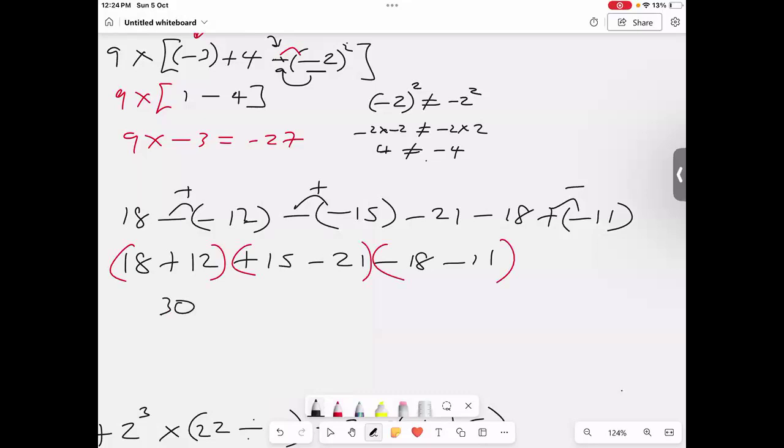15 minus 21. Remember, the 21 is an amount that you owe. The 15 is an amount that you have. That's negative 6. Negative 18 minus 11, that's going to be negative 29. All right. And so 30 minus 6 is going to be 24.